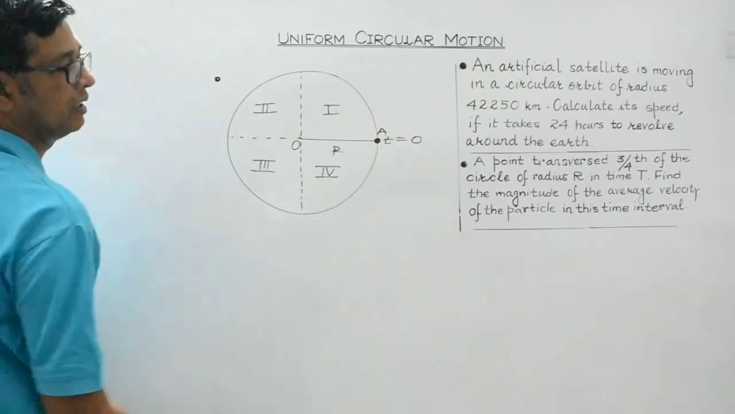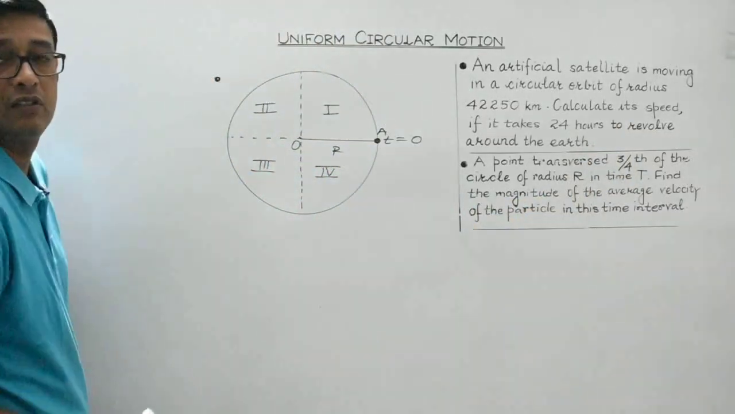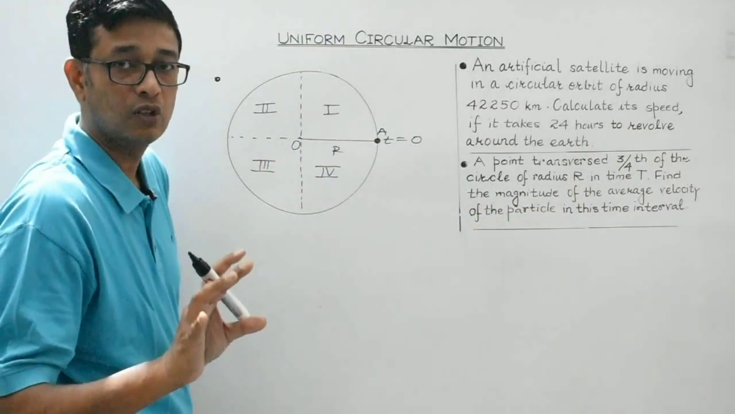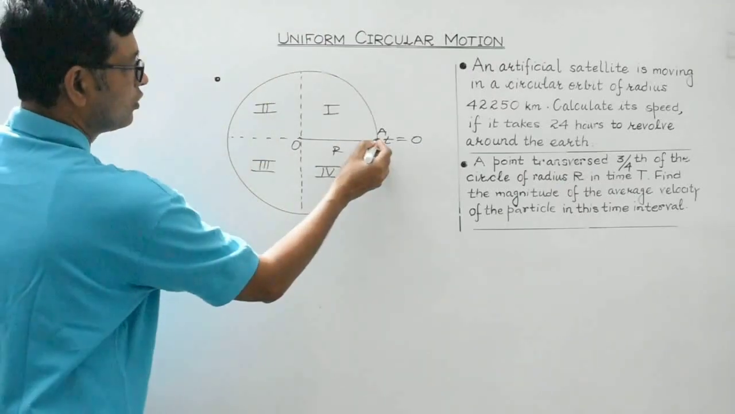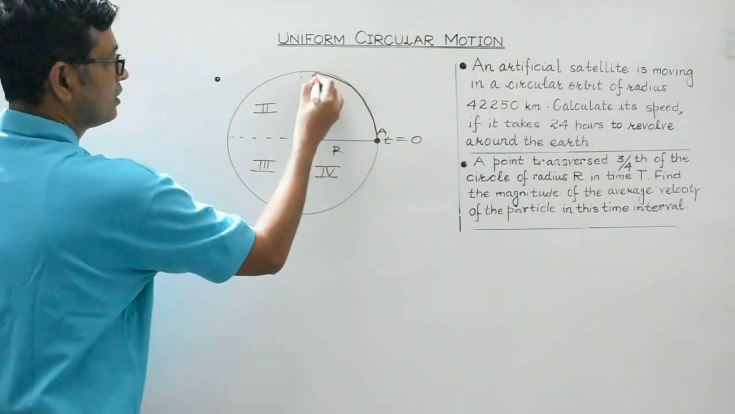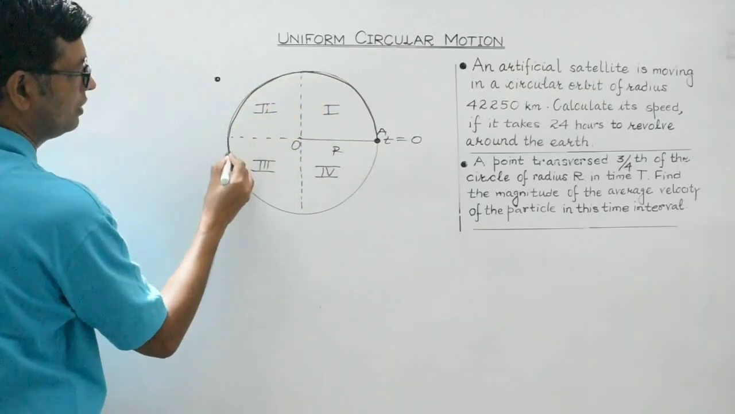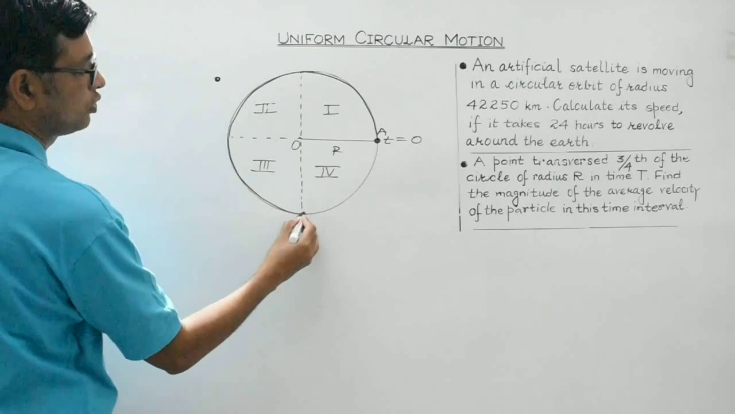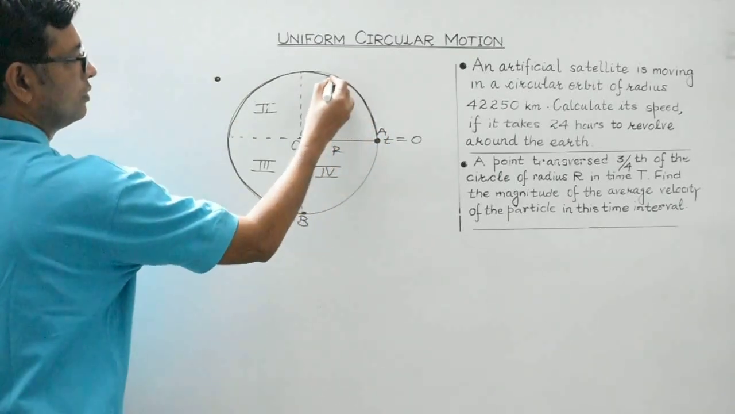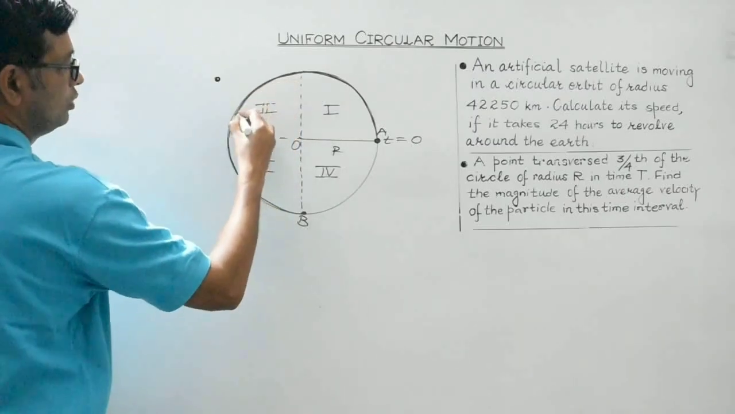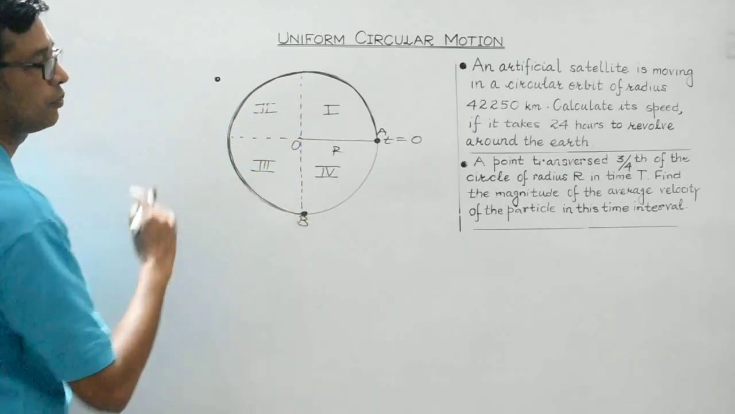Suppose this is point A and it covers 3/4 of the circle. Total 4 parts, out of these 4 parts, the body has covered 3 parts. First part is completed, this is the second part and this will be the third part. So this will be the final position of the body, B. Right? 3/4. So the body has covered this distance and finally reaches point B.